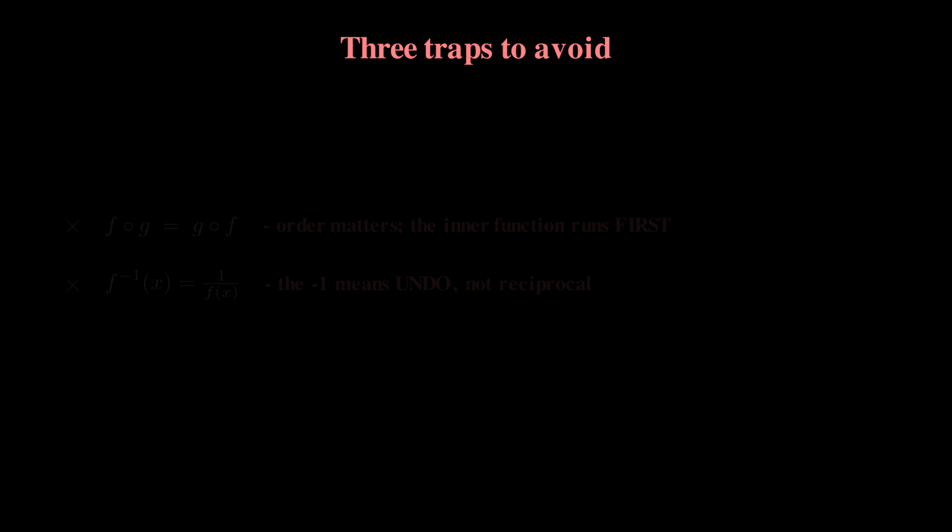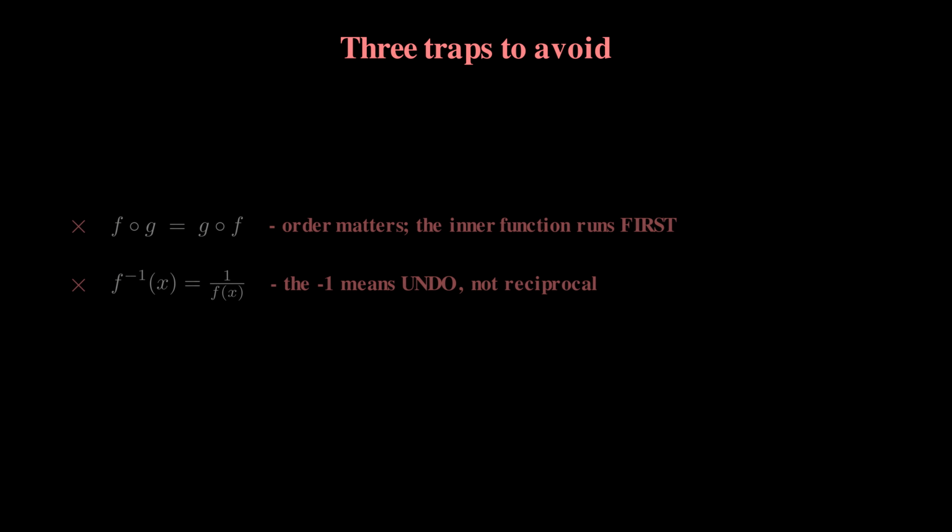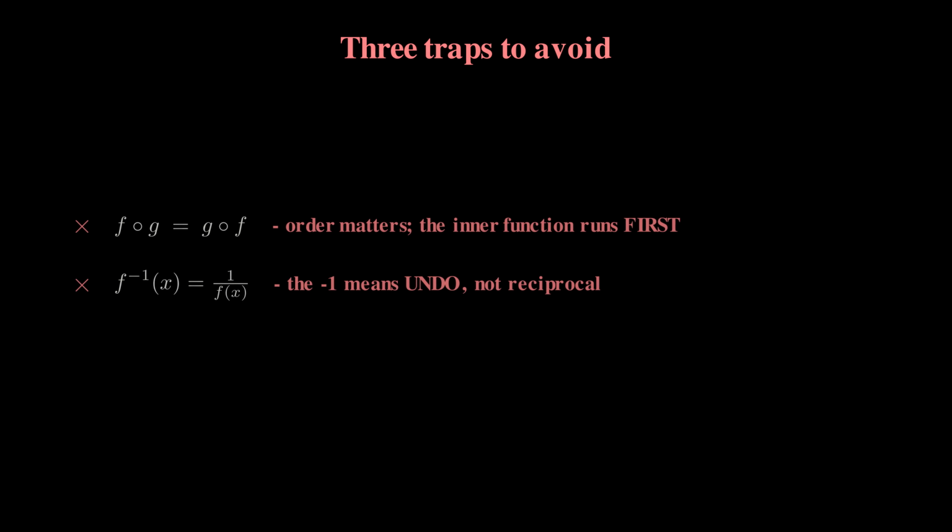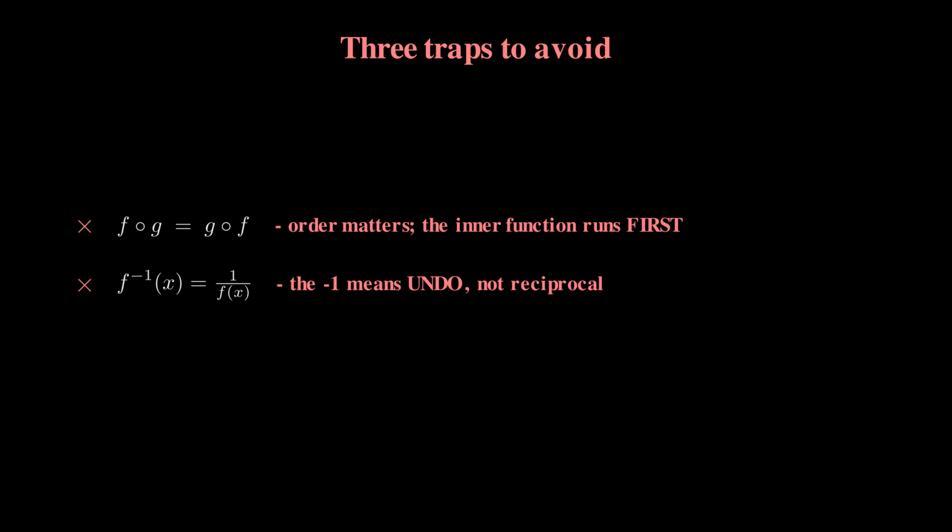Finally, the 3 traps that cost marks. 1. Treating f of g as the same as g of f. They almost never are. Order matters. And the inner function always runs first. So read right to left. 2. Writing f inverse as 1 over f. The little minus 1 means undo, not reciprocal. A completely different function. And 3.